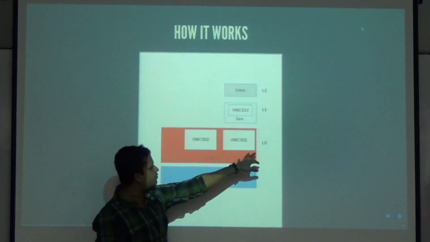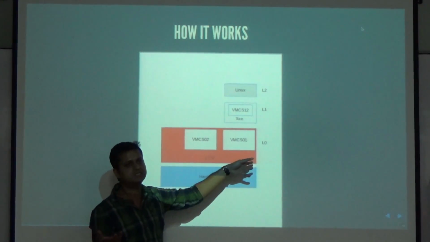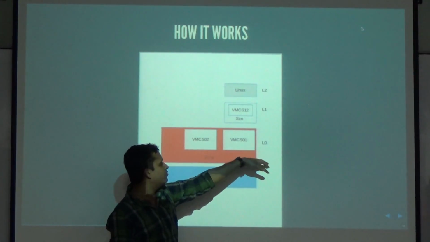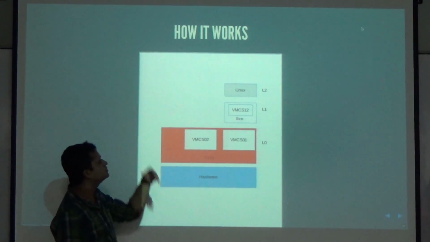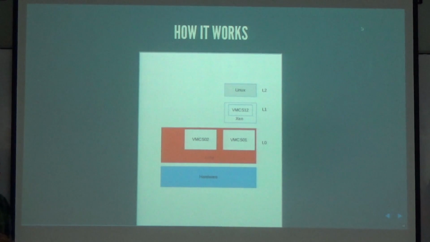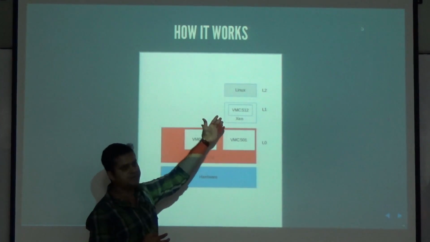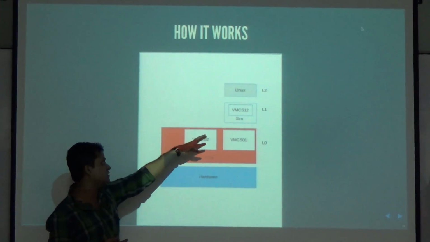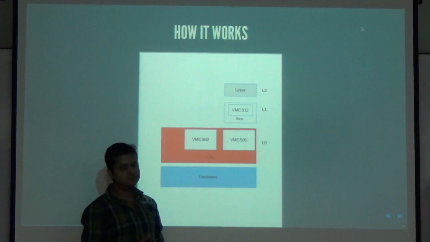Just before that, in the context of this presentation, or for nested virtualization as well, we usually refer to the host hypervisor as L0, the one after that is L1, the one after that is L2. So Xen creates its own VMCS to launch a guest, which is VMCS12. So how does nested virtualization work?